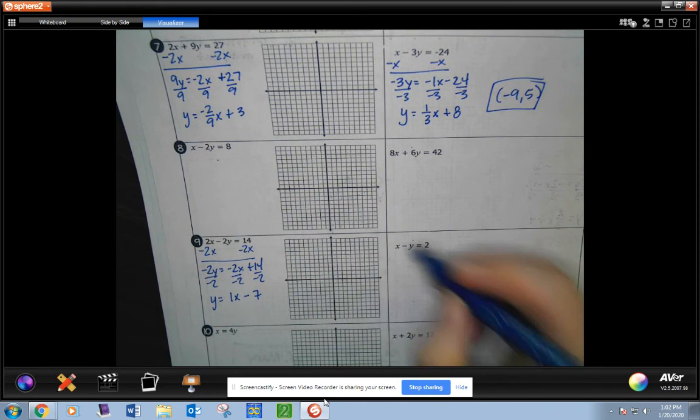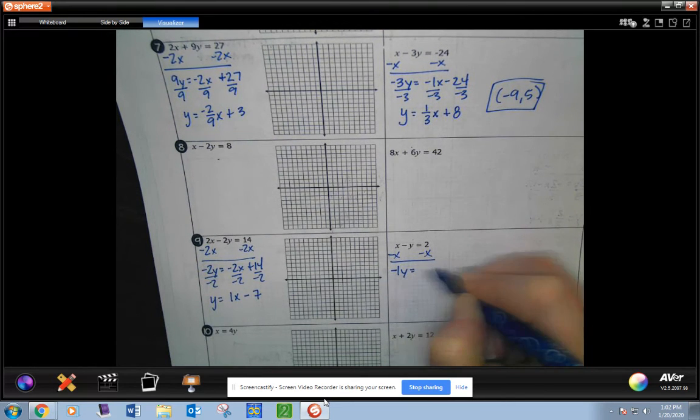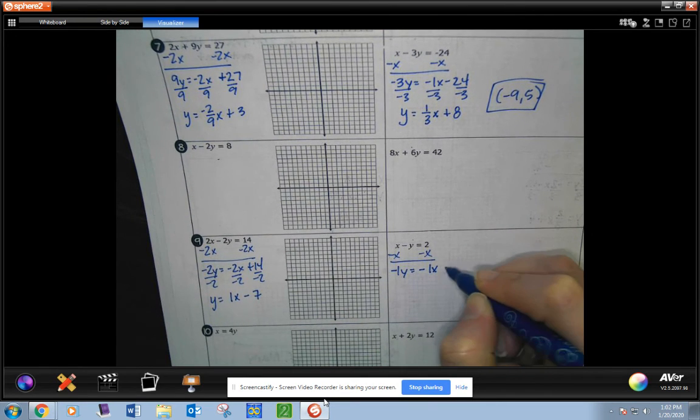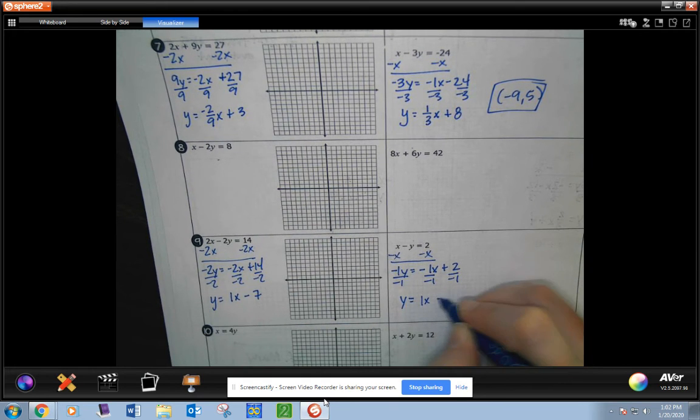I'm going to come over here. I'm going to subtract the x. That leaves me with a negative 1y equals negative 1x plus 2. And then I'm going to divide by negative 1. And that gives me y equals 1x minus 2.